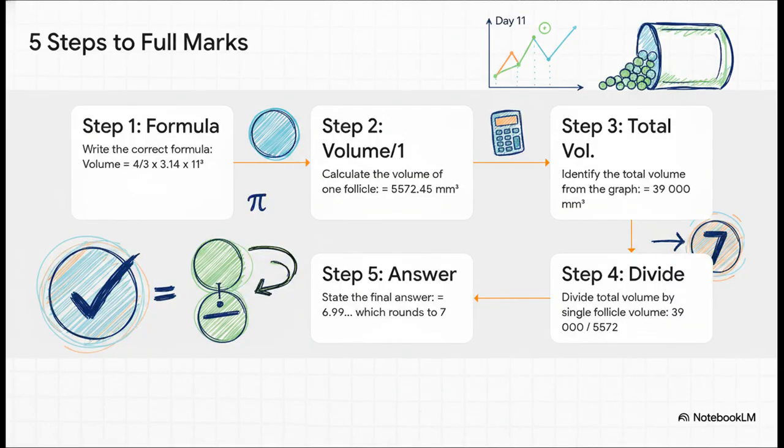Let's just walk through this mark by mark. You get 1 mark just for putting the right numbers into the formula. That's your 11 for the radius. You get a 2nd mark for actually calculating the volume of 1 follicle. A 3rd mark for reading the total volume from the graph on day 11. A 4th for setting up the division correctly, and that final 5th mark for getting the answer and rounding it to the nearest whole number. 5 easy steps, 5 marks.